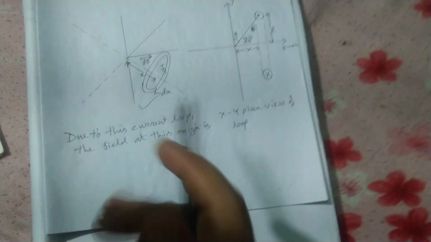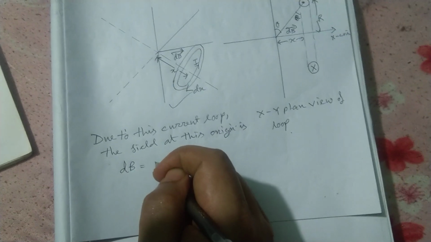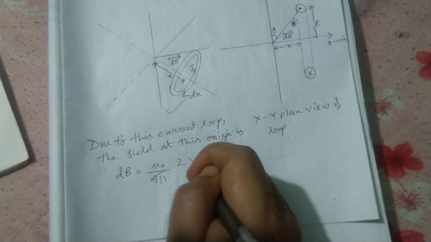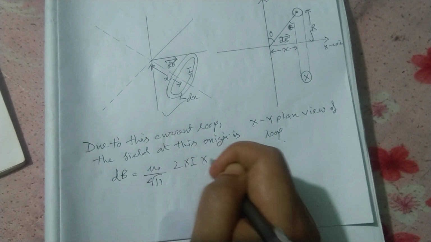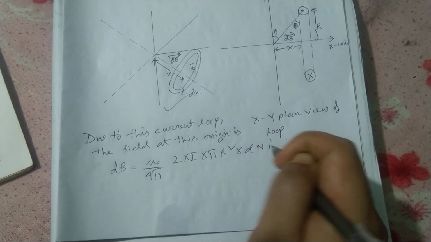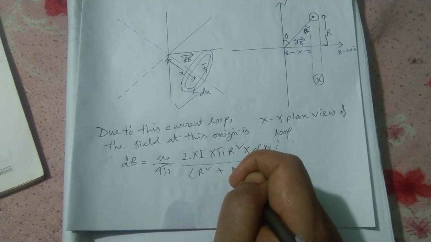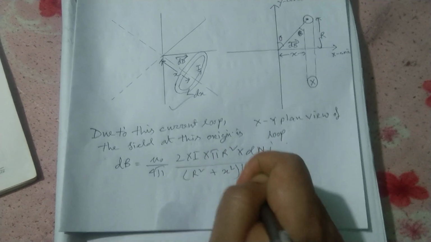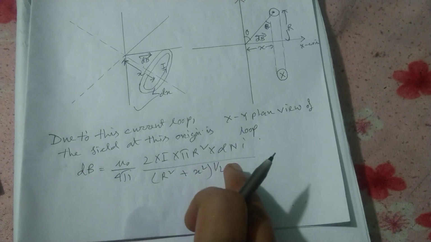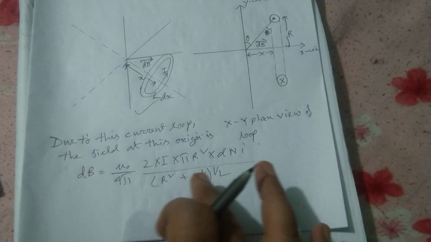Now the formula is dB equal to mu 0 divided by 4 pi, 2 into I into pi r square into dn I divided by (r square plus x square) whole to the power half. So friends, you get this formula from the Biot-Savart rule. If you don't know, I will prove it. Otherwise, these derivations are available in a lot of physics books.